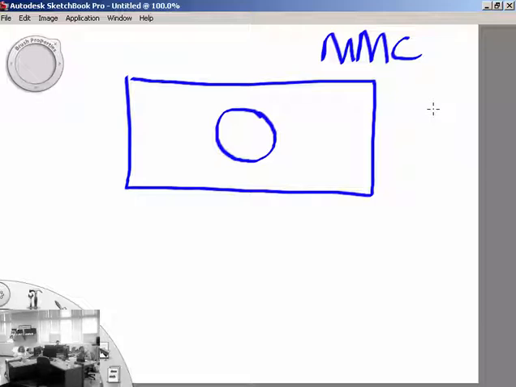What's MMC stand for? Most or max, most material condition, right? Either way you say max or most doesn't matter. MMC means most material, max material condition. So if we're talking about a hole, logically, does a big hole or a small hole end up being most material? The small. Why is that?